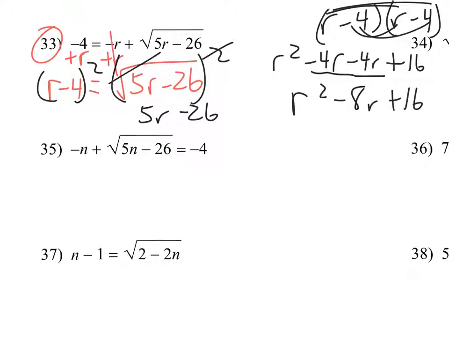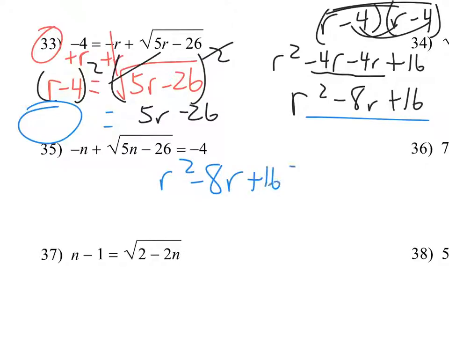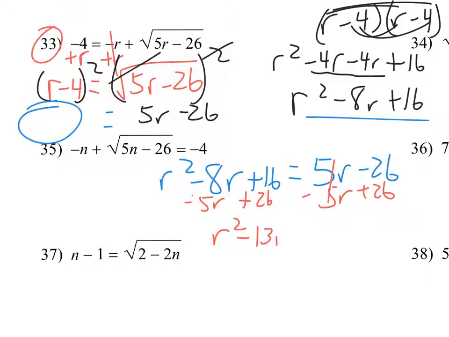So here's my equation. Let me rewrite it. On this side, it's r squared minus 8r plus 16. On the right, I have 5r minus 26. Notice this is quadratic. I've got r squared and r, so I've got to set it equal to 0. So I'm going to subtract 5r, and I'm going to add 26. I'm going to do both of these in this step. So it's r squared minus 13r plus 26 plus 16 is 42 is equal to 0.